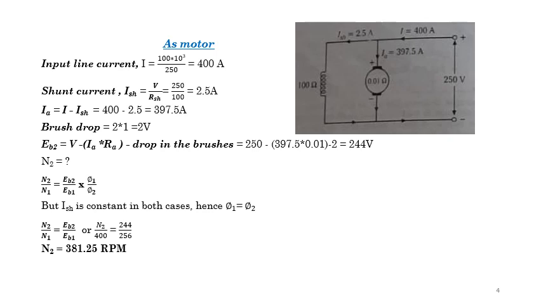So you have to consider the same details which are given, but now you will have to calculate what is the speed here. So the same steps we will be following, but now it is for a motor. You can see a motor figure here. Input line current: they had told you the input power was 100 kilowatt and 250 volt.